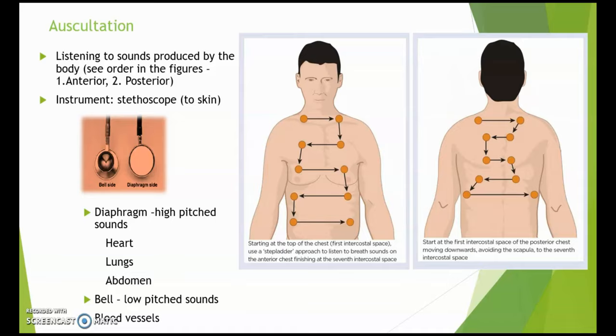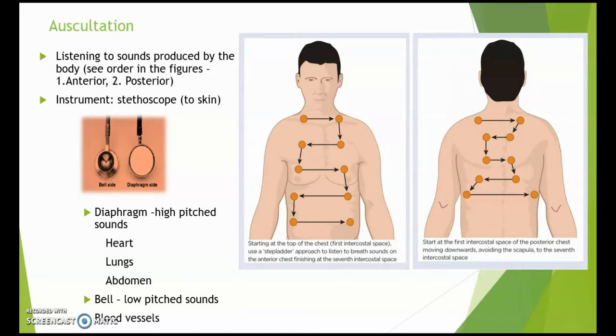Auscultation. So in the first image, you can see here, starting at the top of the chest, first intercostal space, use that step ladder approach to listen to breath sounds on the anterior chest, finishing at the seventh intercostal space. So please take a look at the arrows in this step ladder approach in this image. Same thing for the back: start at the first intercostal space of the posterior chest, moving downwards, avoiding the scapula, to the seventh intercostal space. And again, there will be a video that explains these two approaches more in depth.